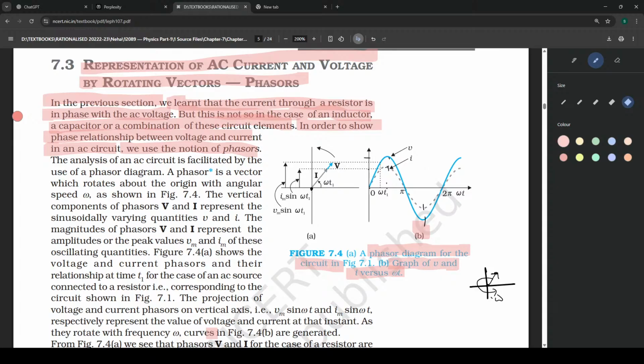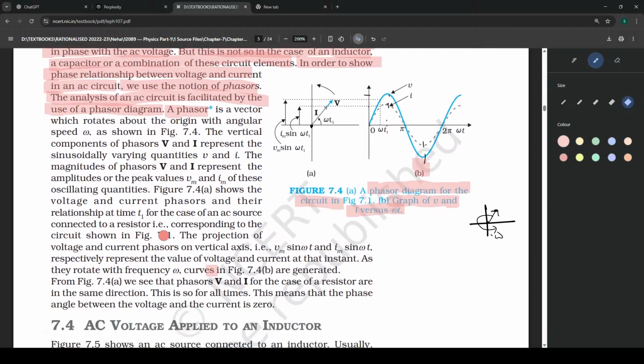In order to show phase relationship between voltage and current in an AC circuit, we use the notion of phasors. The analysis of an AC circuit is facilitated by the use of phasor diagram. They provided a star mark here. Let's see what that is.